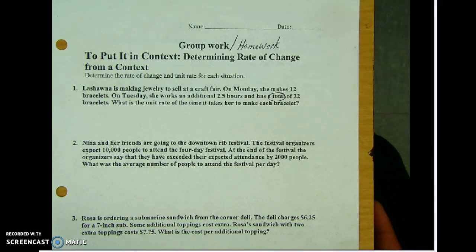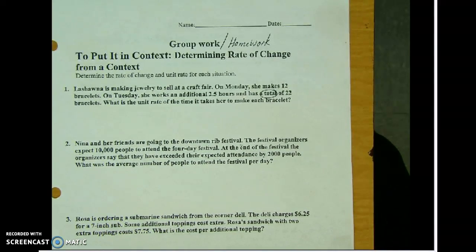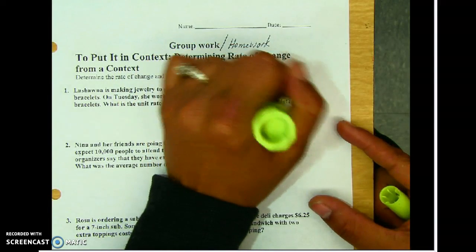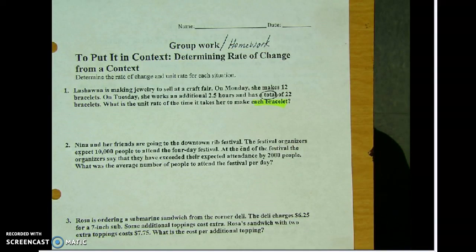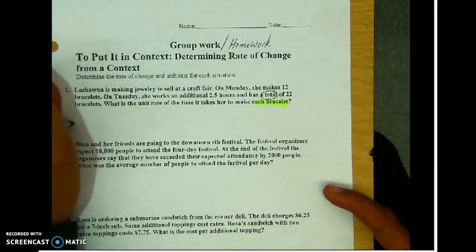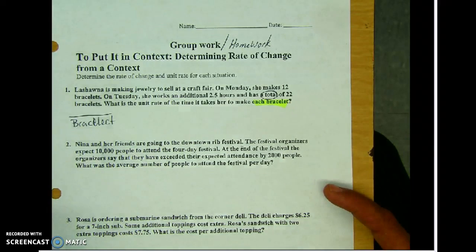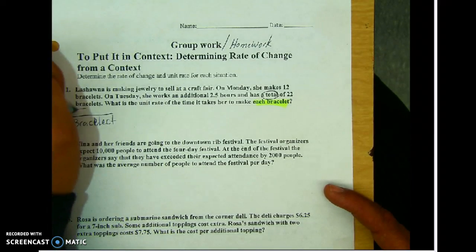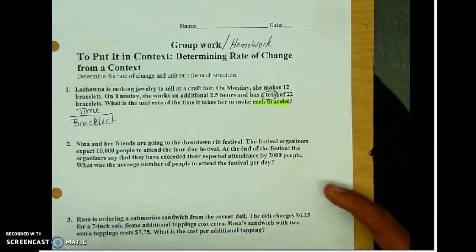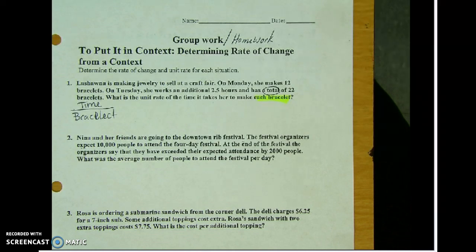What is the unit rate of time it takes for her to make each bracelet? Each is a key word because we want to know one bracelet. That means that's going to be at the bottom of our rate of change and unit rate. So we're going to do bracelet over time. I'm going to say time because right now it gives us hours, but as we convert it, we're not going to know if it's going to be better to convert it into minutes.